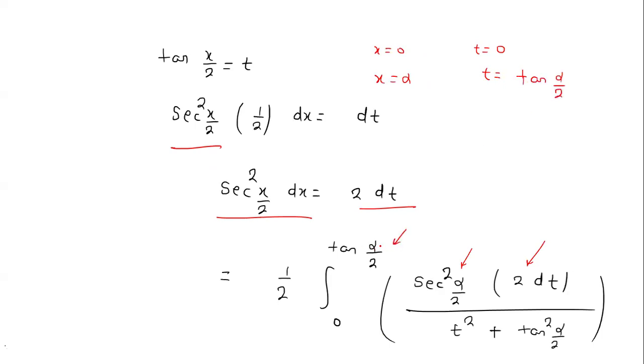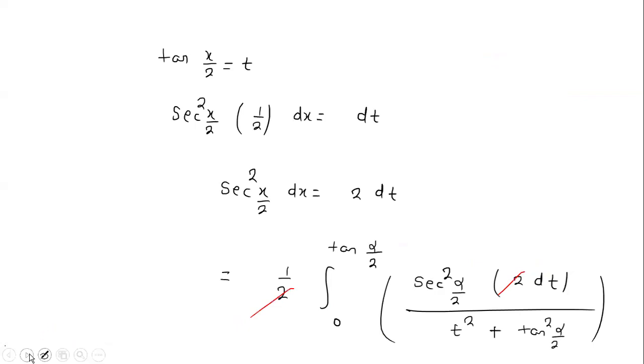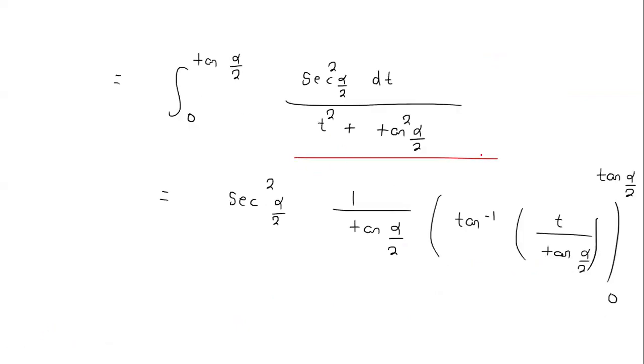So we have this thing. Here this tan x by 2 whole square will become t square, and here we have tan alpha by 2 whole square. Now here this 2 factor will cancel, and we have this thing. Now this is a simple integral. This you can take outside, and this is 1 divided by x square plus a square type of integral.